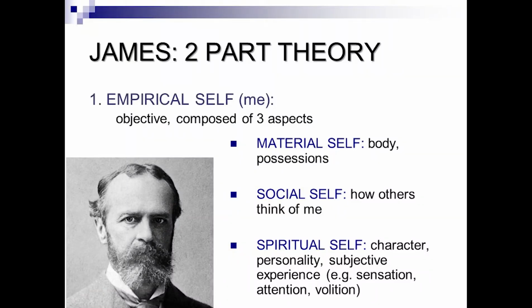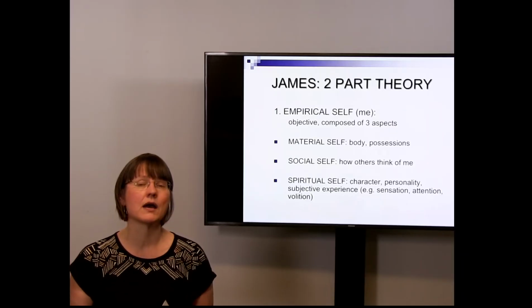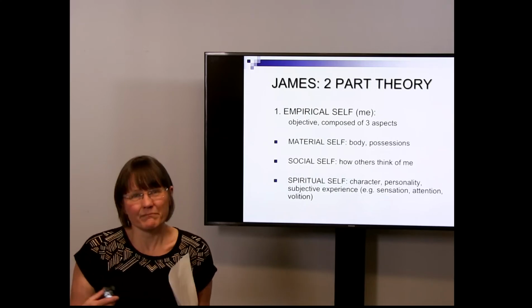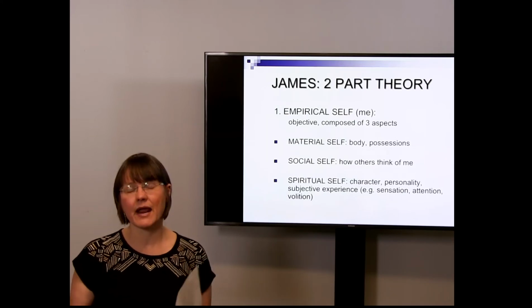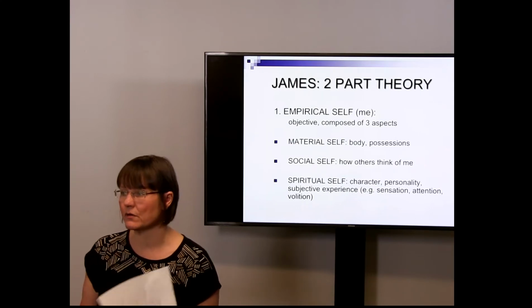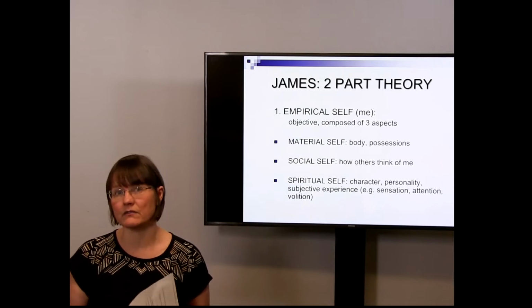And then the third part is really interesting to think about as the empirical self, because in many respects we think of the spiritual self as the kind of dualist extra stuff that a person might think of as an ego. But James classifies the spiritual self as an aspect of the empirical self, along with your character, your personality, your subjective experience, your sensations, attention, volition. Those are aspects of who you are that he considers to be bodily, to be physical in a fundamental sort of way. These are things that happen to you in this empirical sort of way. So he classifies the spiritual self as one of the components of the empirical self.